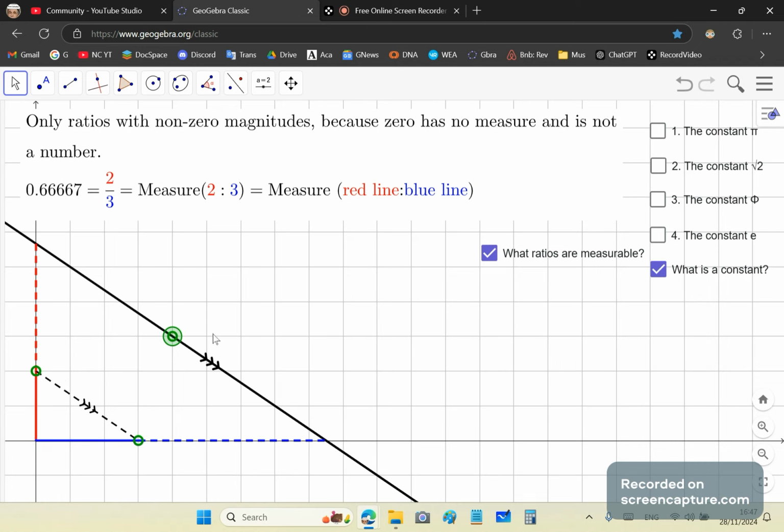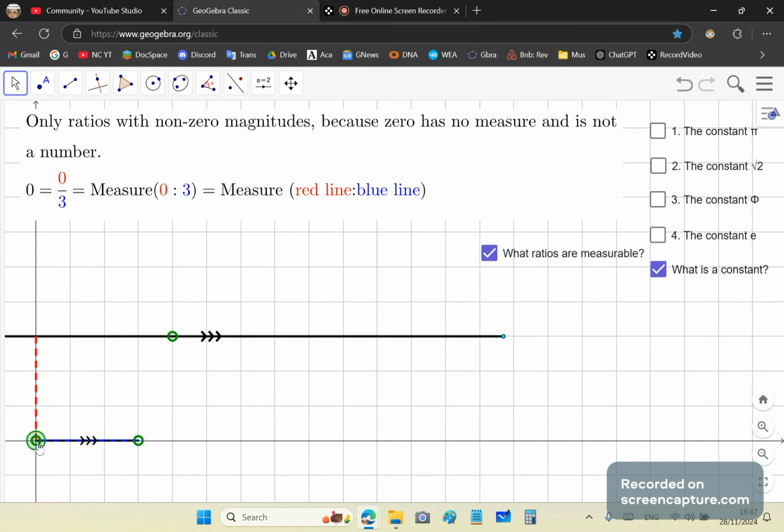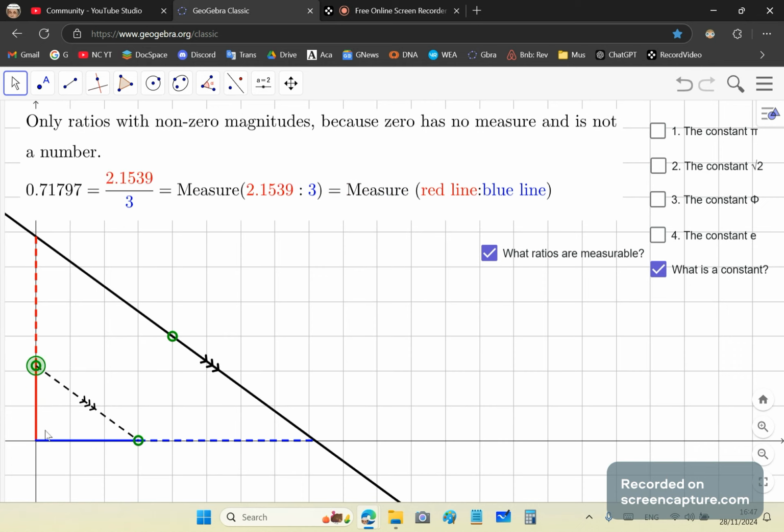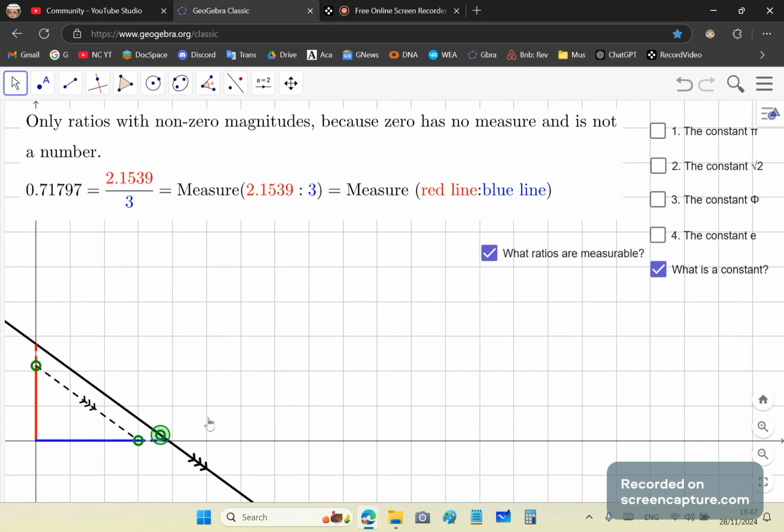Okay, so that's what it means to measure a ratio. And of course, you certainly can't have an antecedent that is zero like that, because then you don't have a measure at all. Nothing measures zero. I mean, how are you going to measure zero with this blue line? You can't measure zero with the blue line.